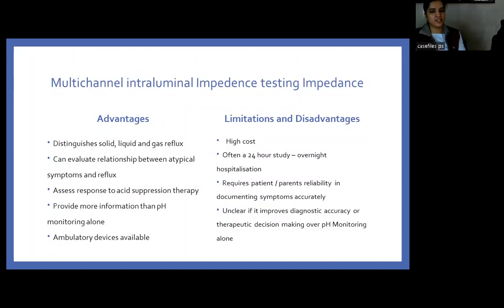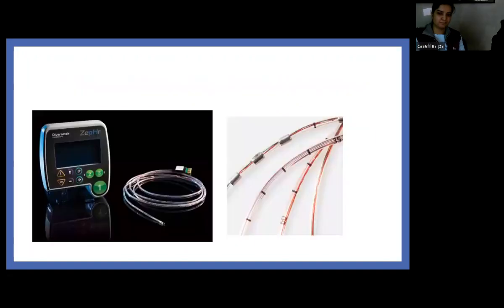Now, these days, pH metry along with multi-channel intraluminal impedance testing is done together, and a single catheter is used to interpret both things. So this is the device which is used for pH metry as well as impedance calculation. This is the device which is also used in our institute, in the gastroenterology department. This is the data logger and this is the catheter. These are the metallic probes to detect the impedance. There are 2 pH probes, one at the tip and another at 15 to 20 centimeters of distance.